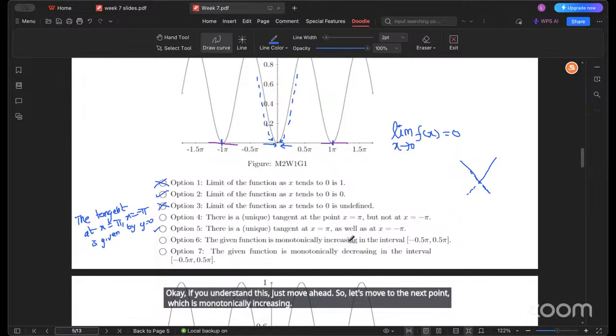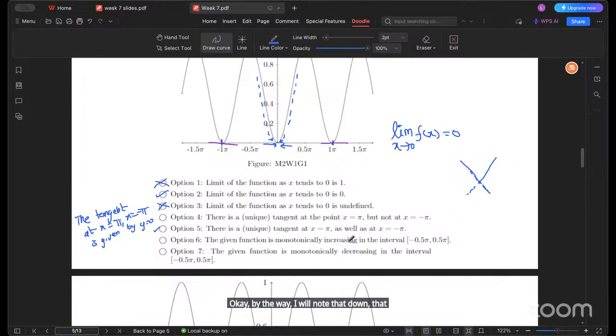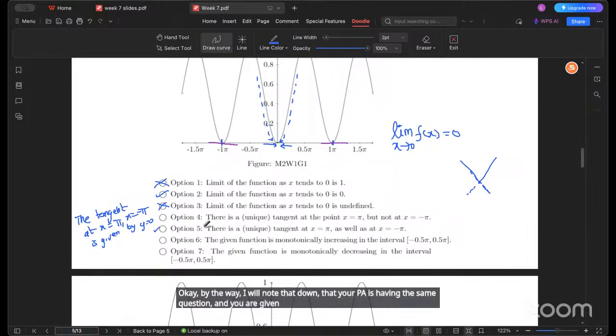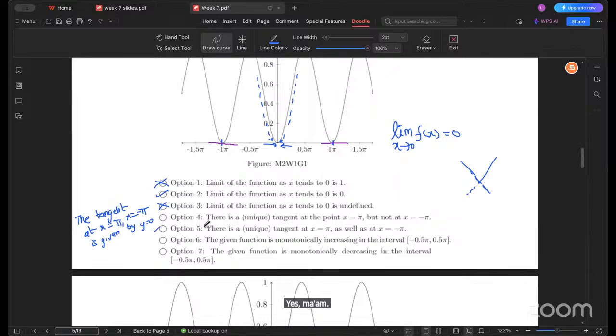By the way, I will note that down that your PA is having the same question and you are given option 4 as the correct option. So yes, ma'am, let me note it down and discuss with the team and see whether we can restate the problem, because it's kind of misleading.